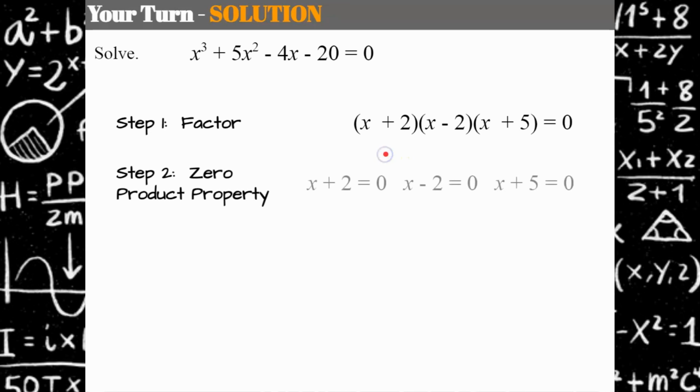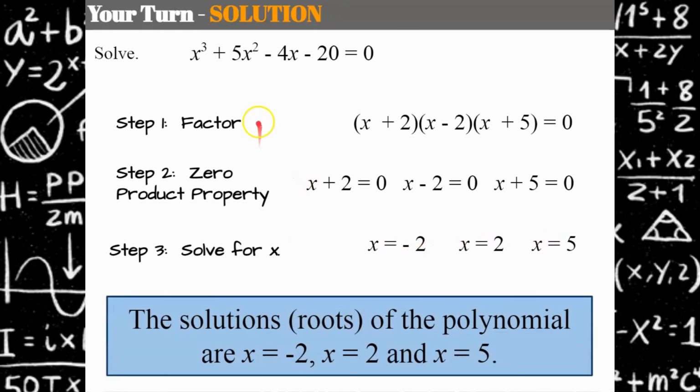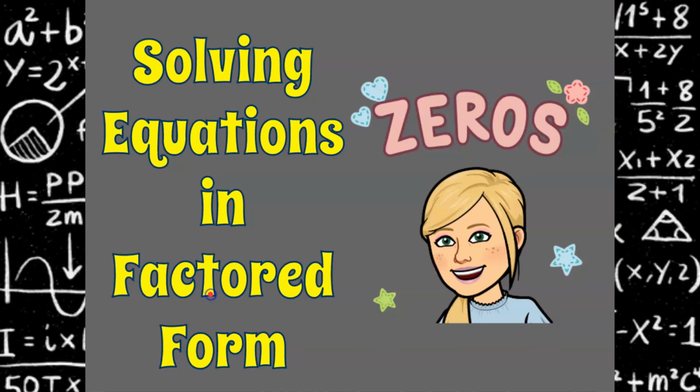Zero product property. So I'm going to have x plus 2 equals 0, x minus 2 equals 0, and x plus 5 equals 0. And I'm going to have 3 roots. I'm going to have x equals negative 2, x equals positive 2, and x equals negative 5. So you'll learn more about this in Algebra 2, but when you have a cubic function, it is typical that you have 3 roots, 3 x-intercepts, because you have that S pattern to your cubic function.